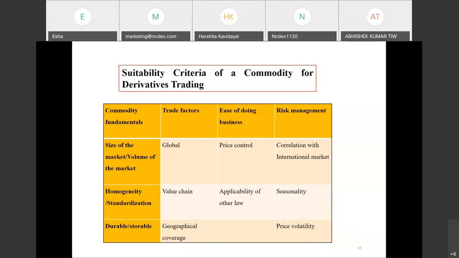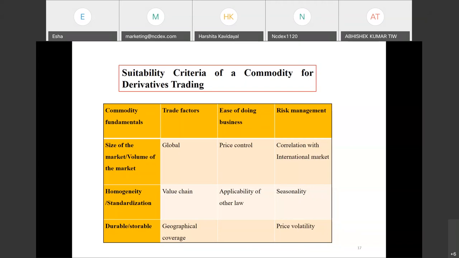So if there is a heavily regulated commodity, with a lot of regulation over it, then the suitability of that commodity is literally in question, and we may face a lot of problems. Take the example of price control: a commodity should be free in terms of price control or supply management. There should be free supply and more price volatility.